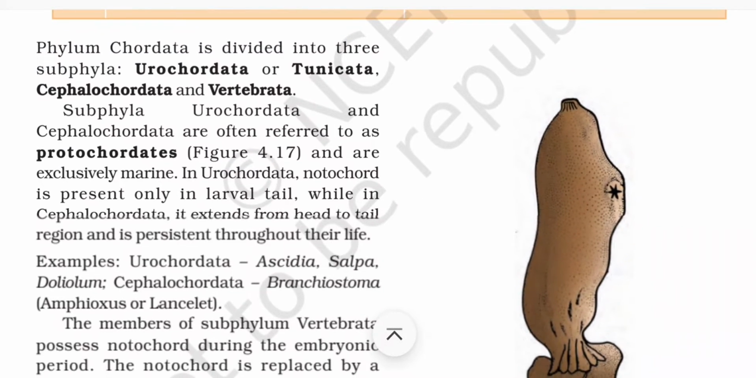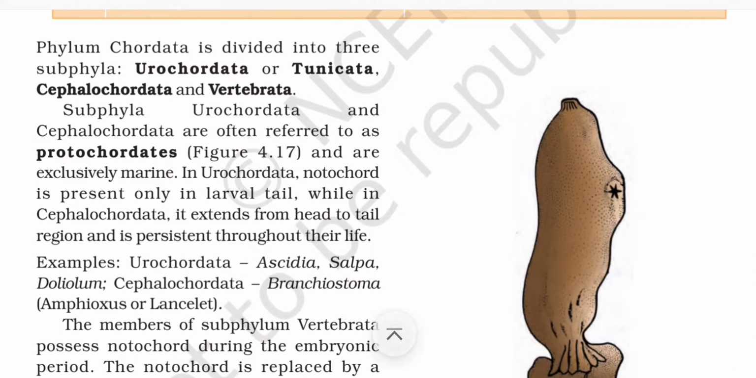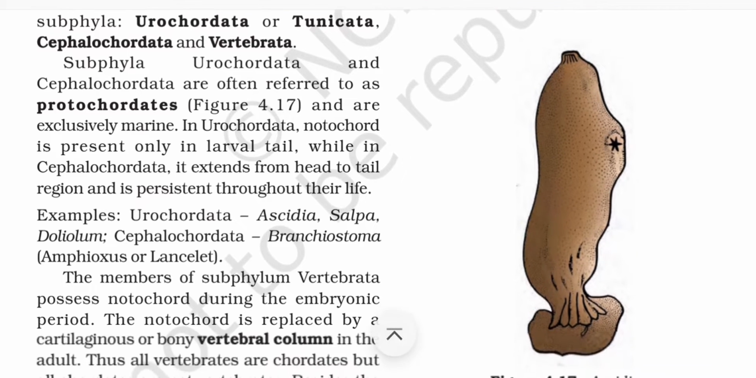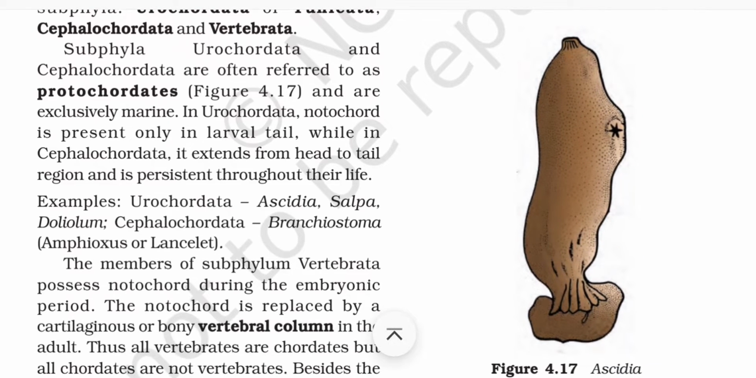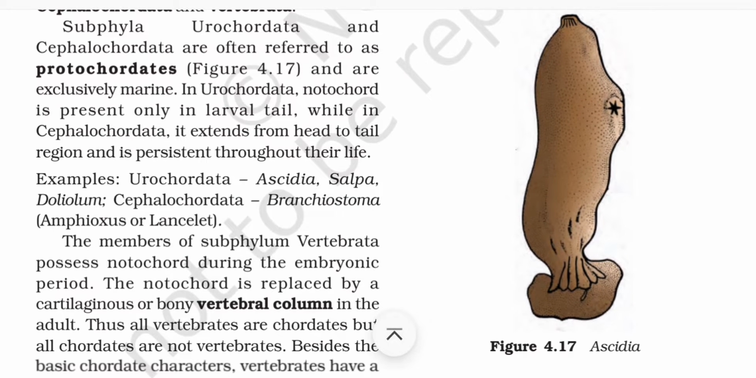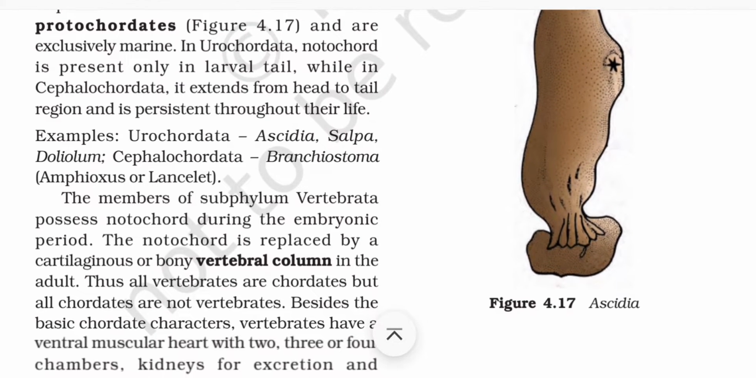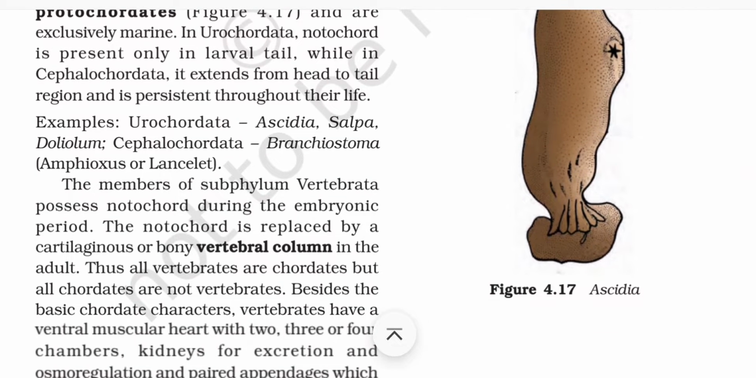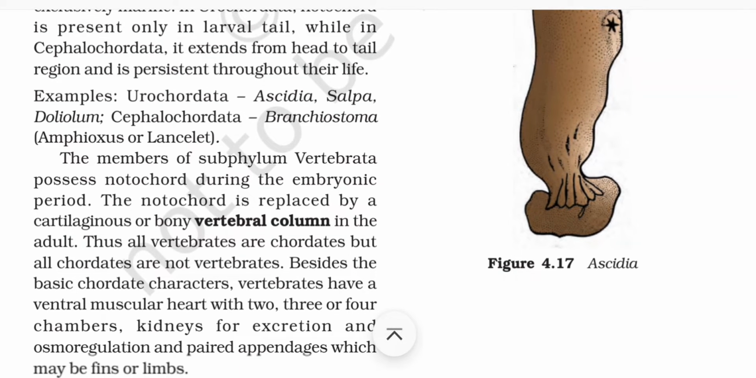Phylum Chordata is divided into three subphyla: Urochordata or Tunicata, Cephalochordata, and Vertebrata. Subphylum Urochordata and Cephalochordata are often referred to as protochordates and are exclusively marine. In Urochordata, notochord is present only in larval tail, while in Cephalochordata it extends from the head to the tail region and is persistent throughout their life. Example, Urochordata: Ascidia, Salpa, Doliolum; Cephalochordata: Branchiostoma, Amphioxus or lancelet.